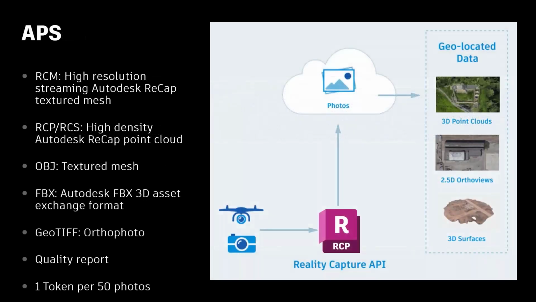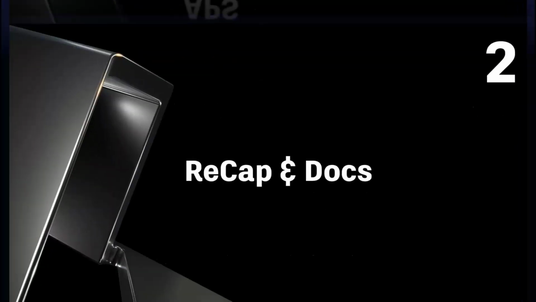APS, formerly known as Forge, this is that Autodesk Platform Services. Take those drone photos, those phone photos, those DSLR photos, process them in a similar fashion in the cloud. Little intervention there other than some coding on the back end. You get the same output as before. You get the point clouds, you get your OBJ files, your FBX, your ortho if it's a drone flight. And it also costs 1 token per every 50 photos.